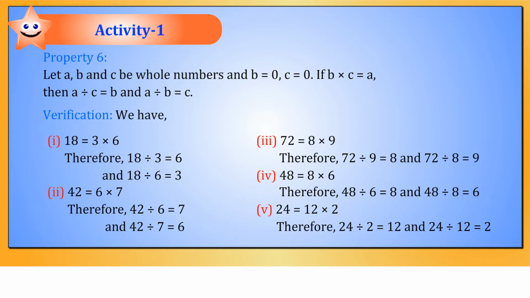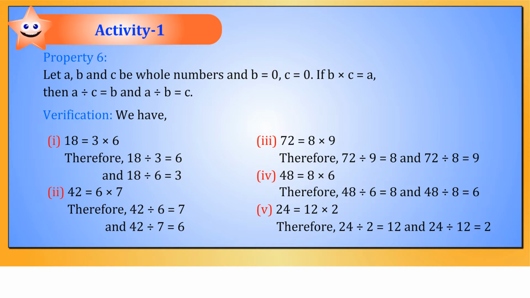Fourth, 48 equals 8 into 6. Therefore 48 divided by 6 equals 8 and 48 divided by 8 equals 6. Fifth, 24 equals 12 into 2. Therefore 24 divided by 2 equals 12 and 24 divided by 12 equals 2.